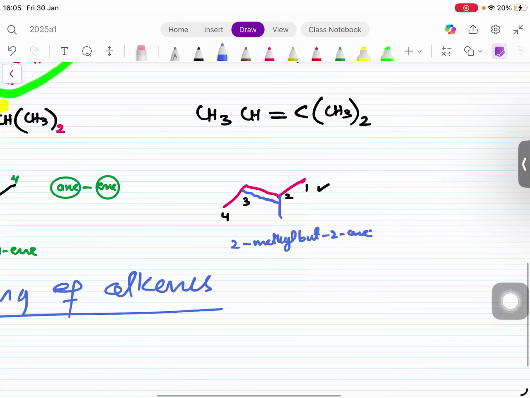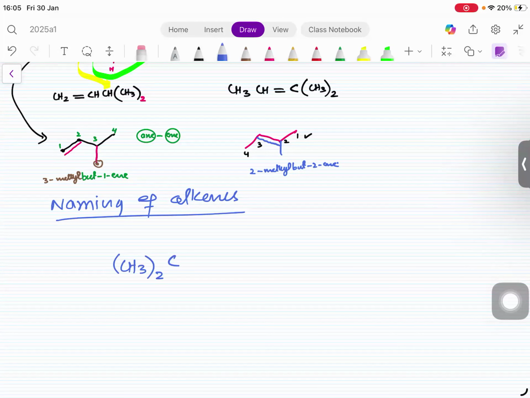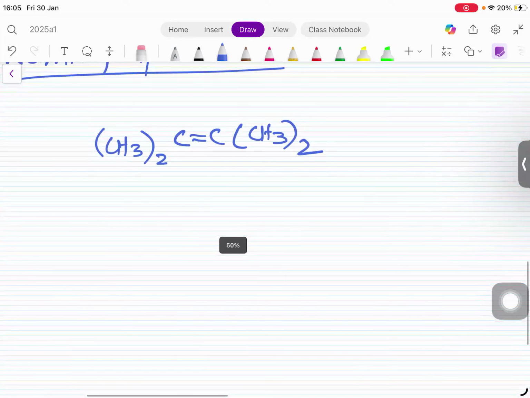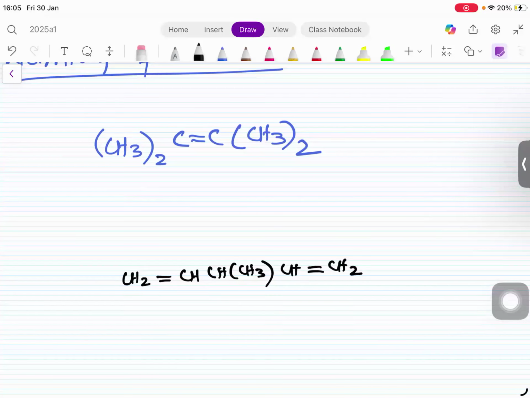Right? If, for example, it's CH3 twice, C, and then C double bond, CH3 twice. Can you please name it quickly? No, you have to write it, please. Unfortunately.